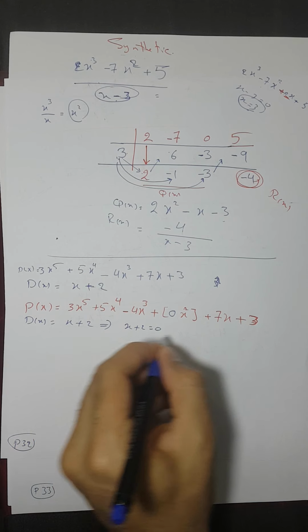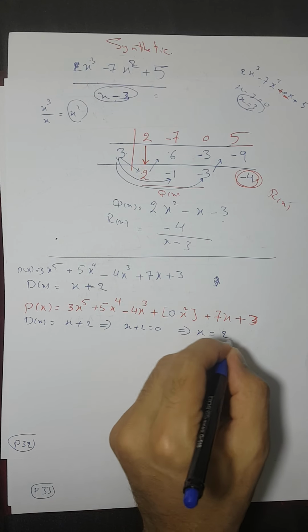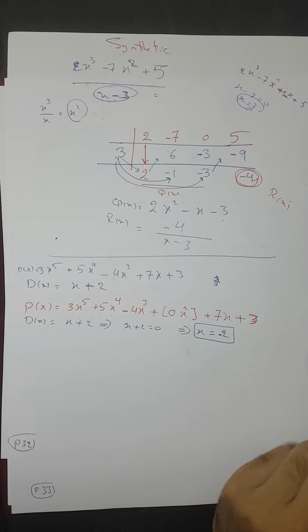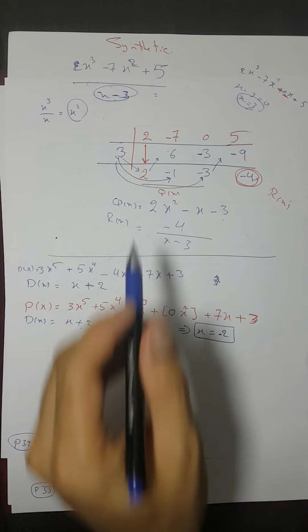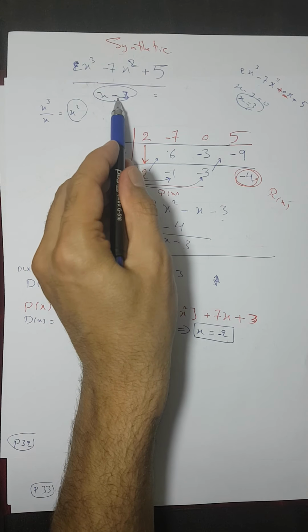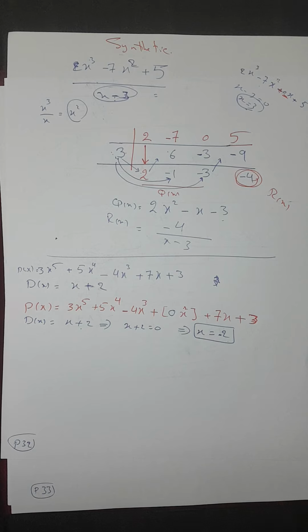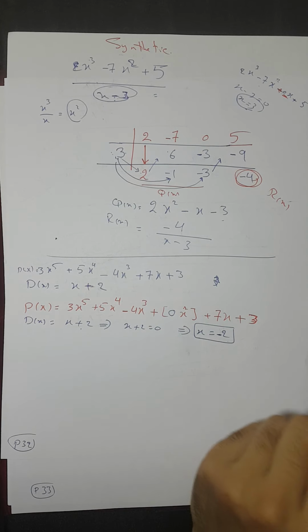Now for d of x, which is x plus 2, I say let x plus 2 be 0, then x will be minus 2. This is another note. So be careful. If you have a plus, put minus here. If you have a minus, put positive. If you have a plus, put negative. Okay, dear? As a factor, as a finding value.